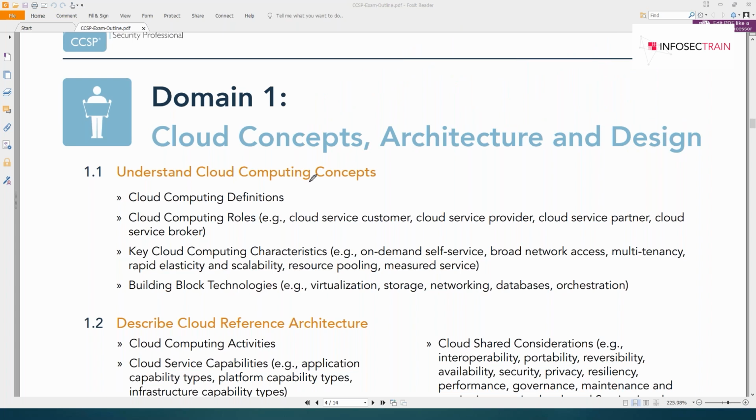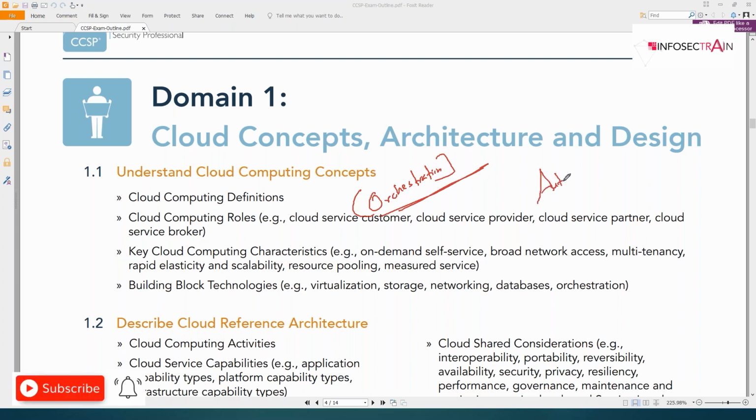The next word you have to understand in cloud computing is orchestration. It is a very important word, orchestration. So what is orchestration? Before that, there is a word called automation. What does automation mean? Let's say I want to automate something, what does it mean by automation?